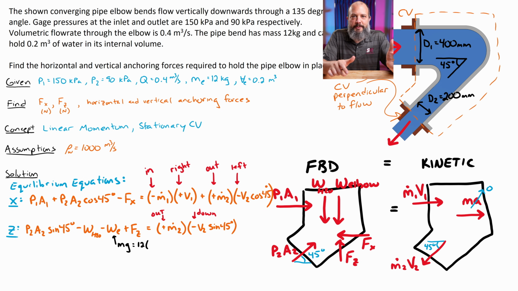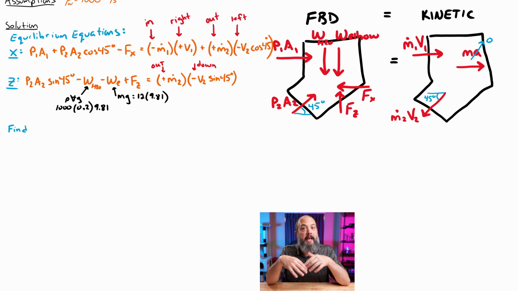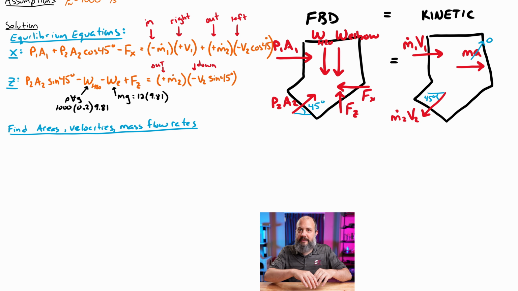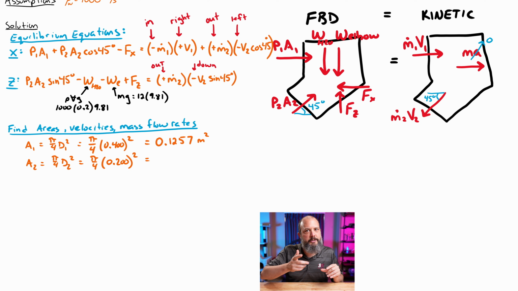So the weight vector is going to be mass times gravity for the weight of the metal. Since we were given volume for the weight of the water, it's rho times volume times gravity, where density converts the volume back into mass. We're going to need areas for both the inlet and the outlet. The inlet was 400 millimeters, 0.4 meters. The exit, 200 millimeters, 0.2 meters.